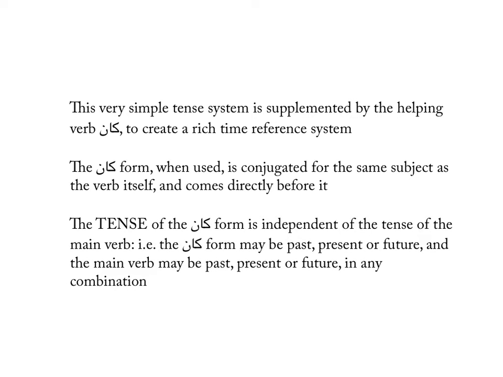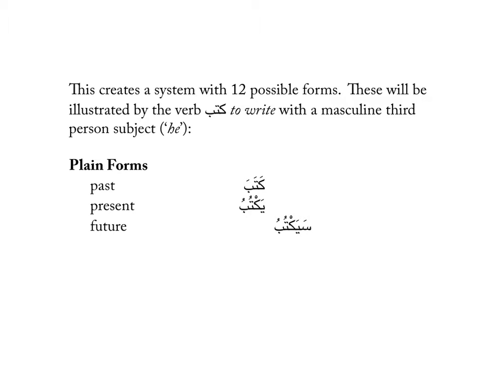The tense of the kana form is independent of the tense of the main verb. So the kana form can be past, present, or future, and the main verb can be past, present, and future in any combination, and this gives you quite a few different possible combinations and possible meanings. To be specific, it creates a system with 12 possible forms.